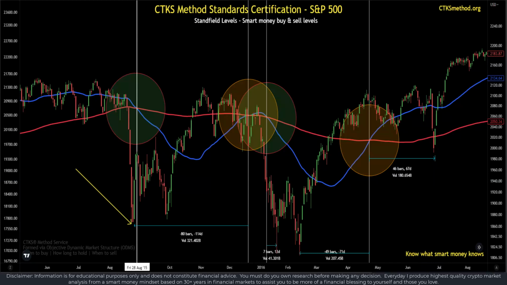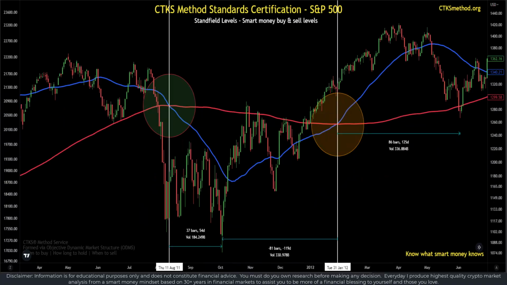One really telling point is when this particular golden cross occurred at this time, the bottom was put in 114 days before that occurred. And in that particular case, this golden cross didn't help anyone because price collapsed down again.